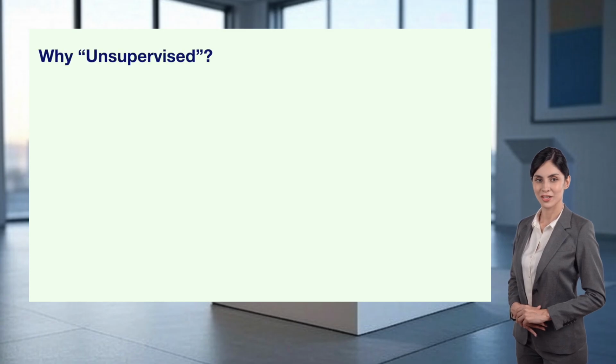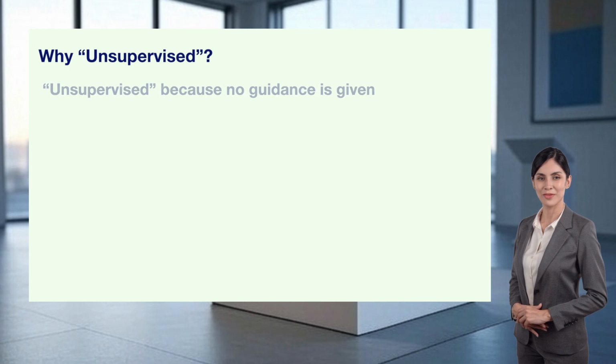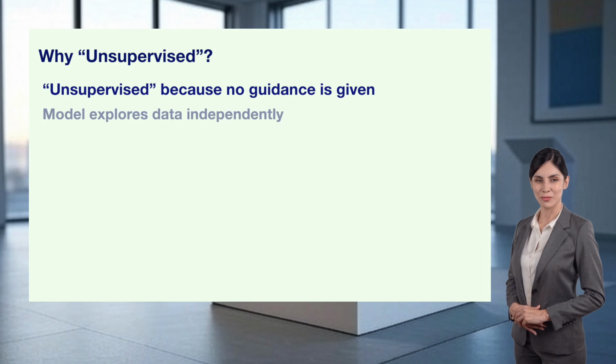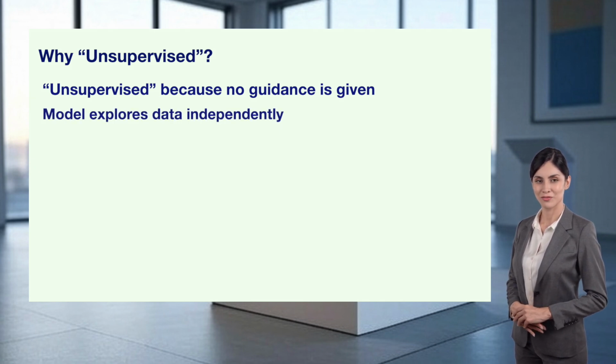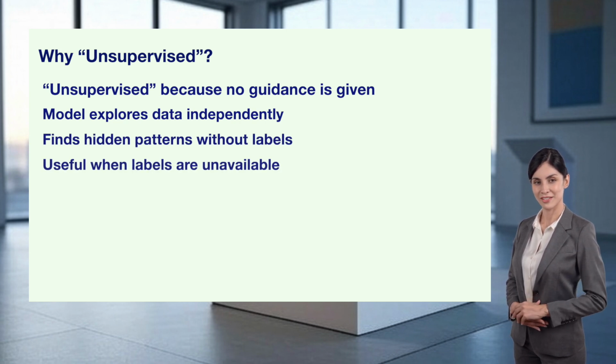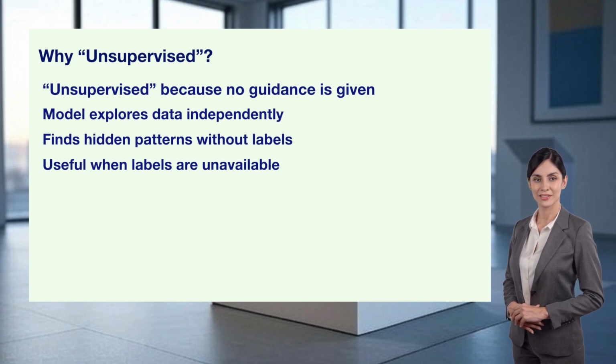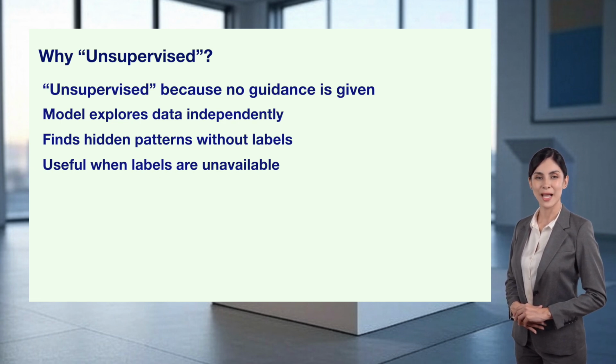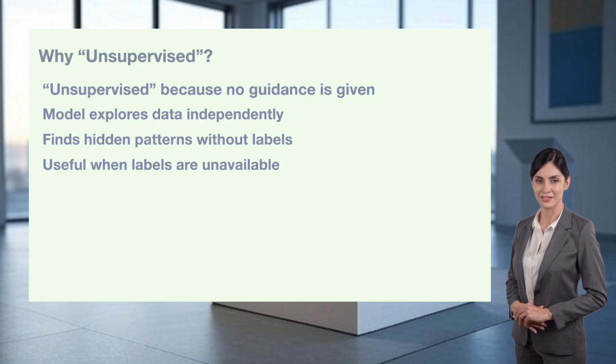Why is it called unsupervised learning? It's unsupervised because we don't provide any guidance or correct answers to the model. The model explores the data independently without being told what to look for. It finds hidden patterns on its own, without needing labels to guide it. This makes unsupervised learning especially useful when we don't have labeled data available. It's a powerful way to discover insights in uncharted data territories.